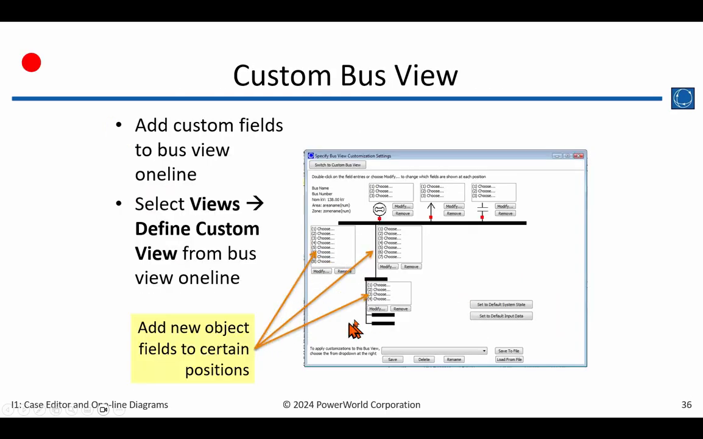And then this is the dialog, which describes how you can edit or create a custom bus view by changing the fields that are displayed at each position.